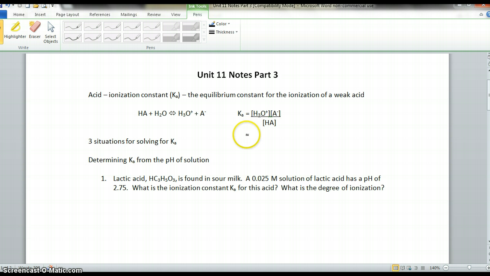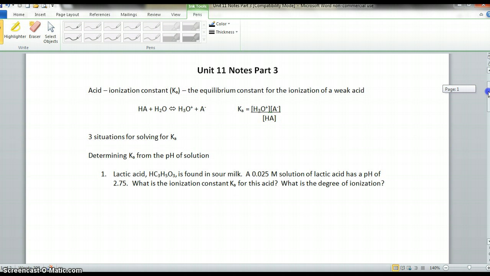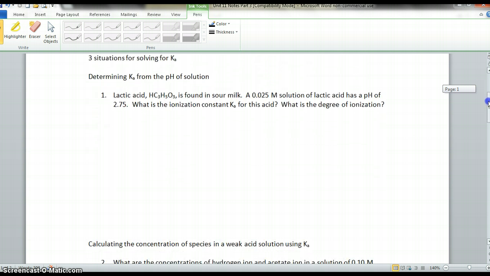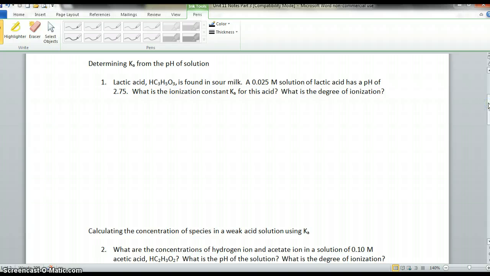So we're going to go through a few different types of problems here. The first type of problem is we're going to determine Ka from the pH of a solution. So to do this, we have lactic acid, and it's found in sour milk, and we're given a concentration of lactic acid and a pH. We want to know what the ionization constant is. So what we're going to start out with is writing out the equation. This is just the general form of the equation.